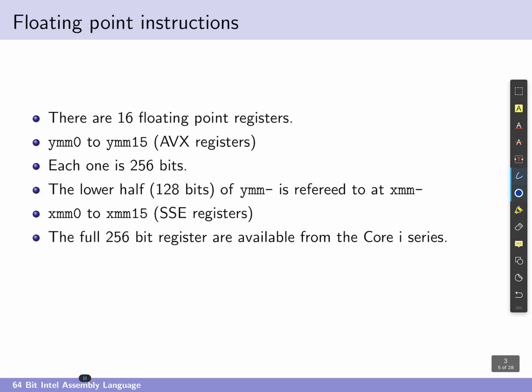Now there are 16 of these floating point registers, as we said, and they scale between 0 and 15. So here we have our YMM0 to YMM15. These are referred to as the AVX registers, for the Advanced Vector Extension registers, and each one is 256 bits. And the lower half, as I indicated in the previous slide, of these 256-bit registers actually corresponds to the XMM register with the corresponding integer. And again, this simply ranges between 0 and 15. These are referred to as the SSE registers.